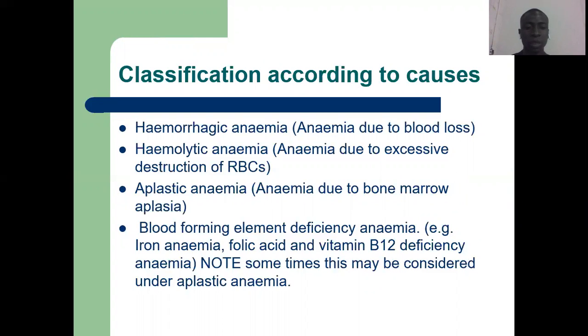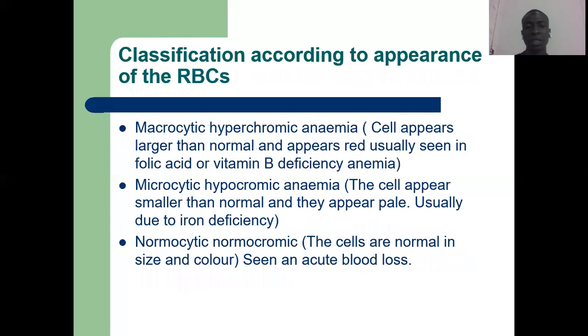There is also blood forming elements deficiency anemia. So when those elements which form red blood cells in the body have a deficiency, such as iron, folic acid, and vitamin B12 deficiency, all those are under this category. Note, sometimes this may be considered under aplastic anemia.